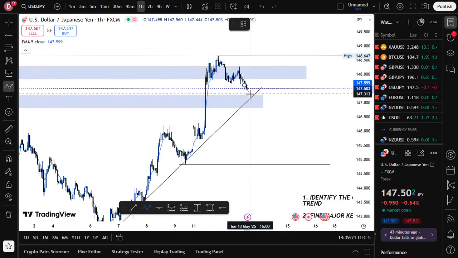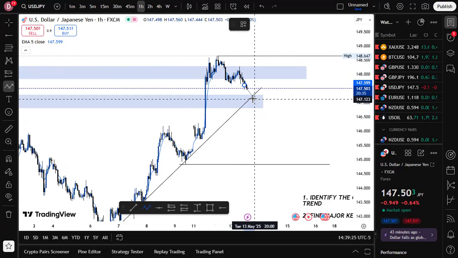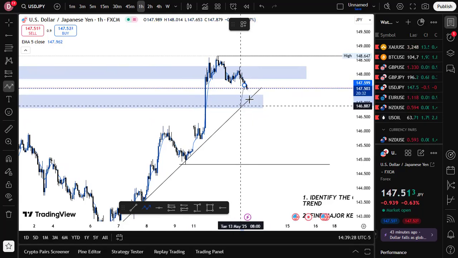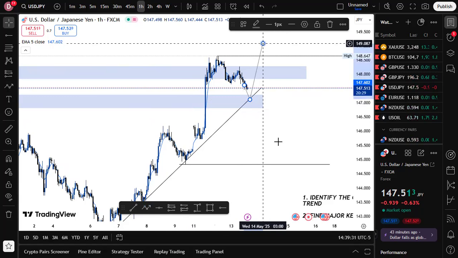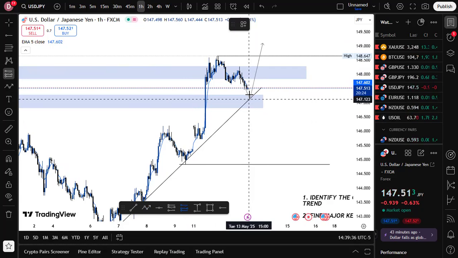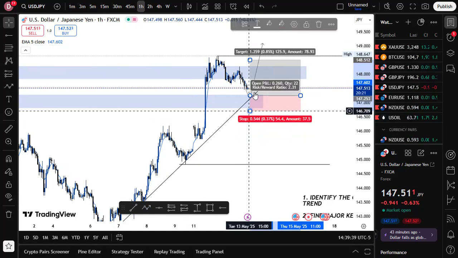I'm expecting that price will come back and tap this level here, which is somewhat like the resistance level, sorry, support level, and then this third line that is also acting as a support level to the upside. So what you need to do here is not just enter the trade. You are not going to place any order here, right? Wait for price to come around this point.